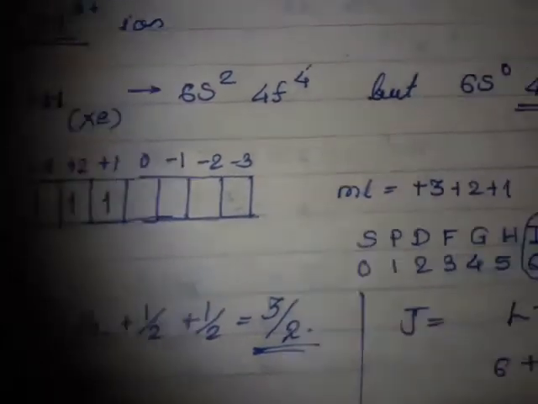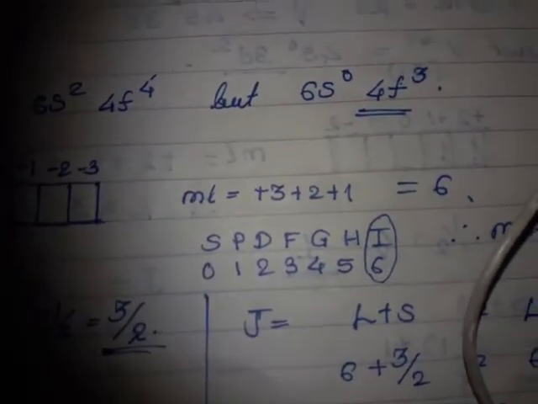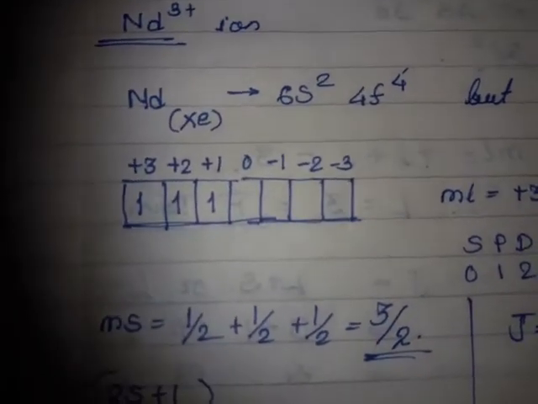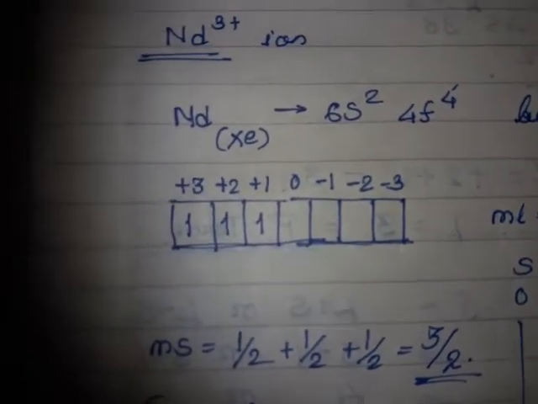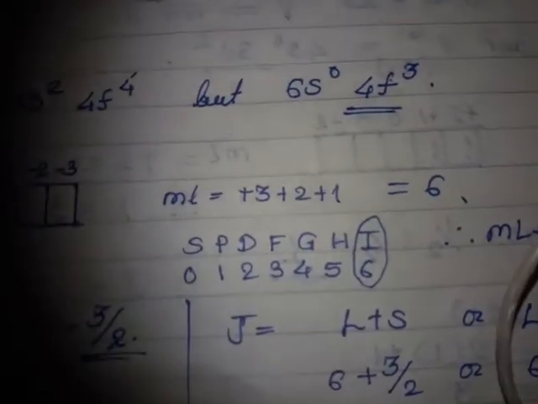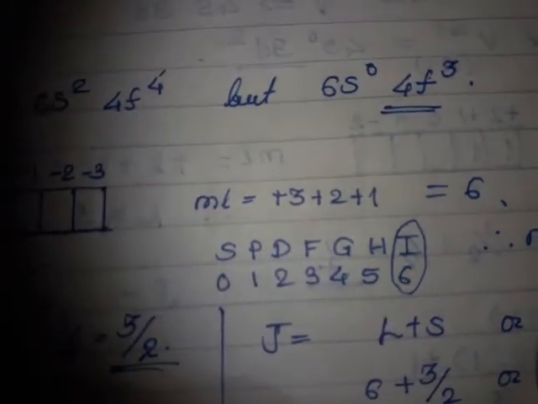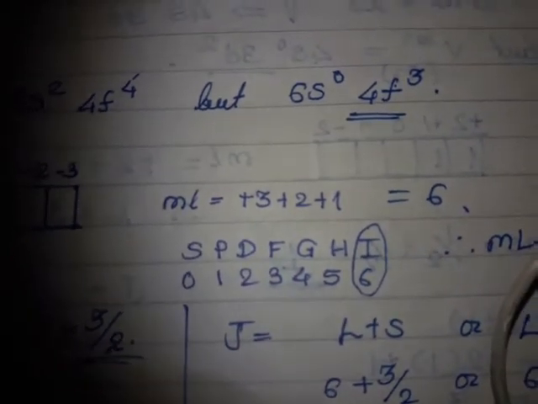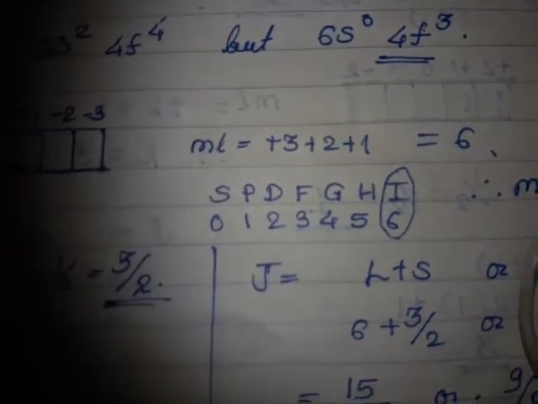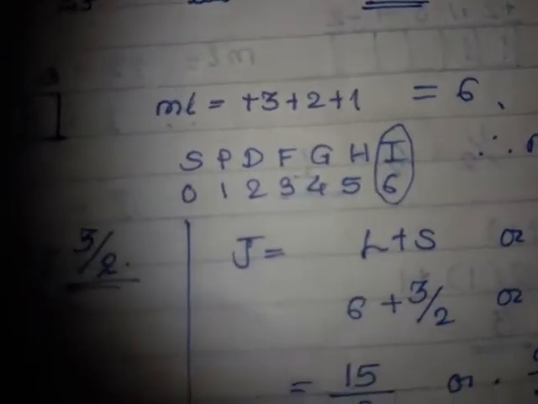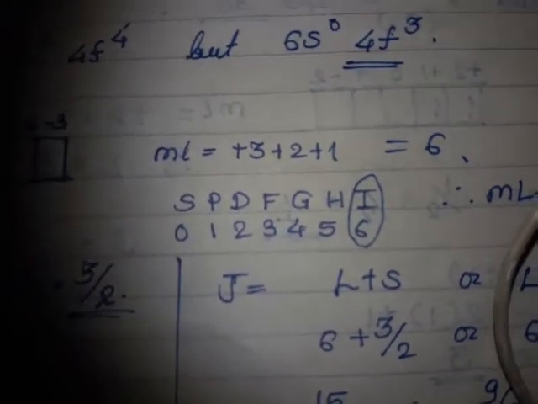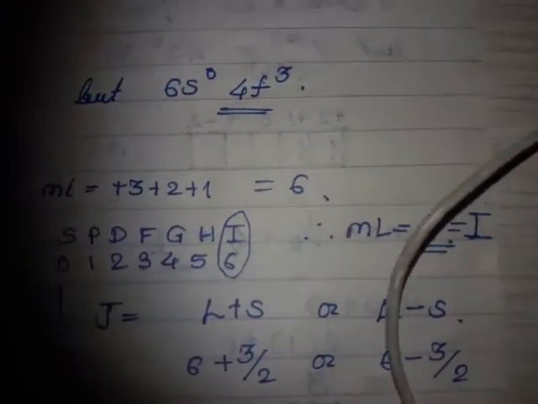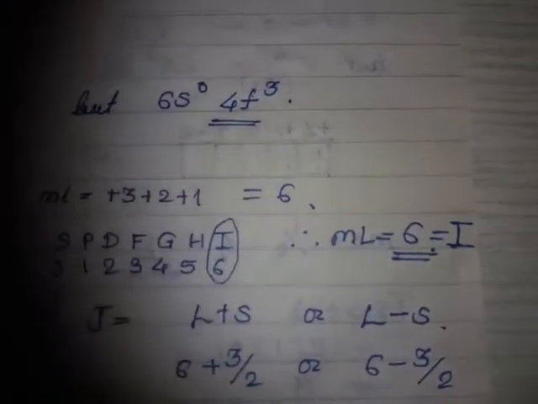Now what is the ml value? The first electron is in the +3 orbital, the second is in +2, and the last one is in +1. That's why the summation of those values, +3 +2 +1, is equal to 6. According to our SPDFGHI terms, if the L value is 6, then the term must be I. So L is equal to 6 and the term is I.